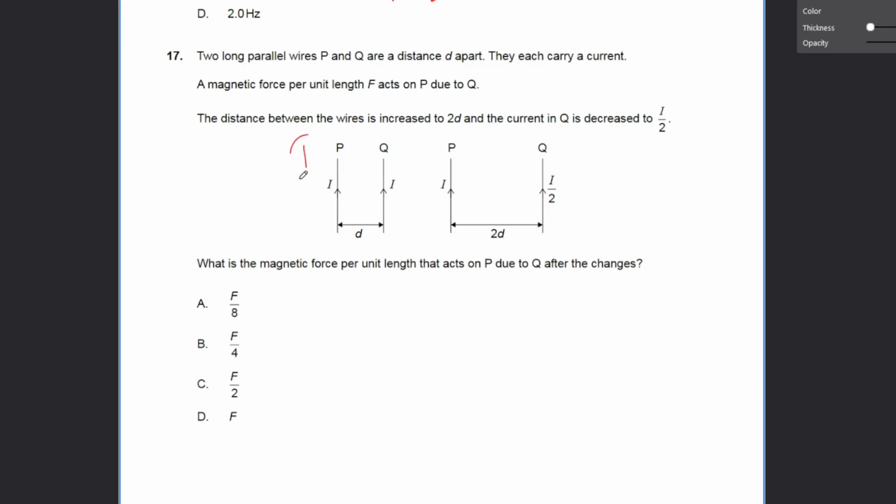Alright, so here's diagram. I'll label this diagram 1, and I'll label this one diagram 2. What is the magnetic force per unit length that acts on P due to Q after the changes? Alright, so we have an equation in our data booklet under D.3 where we have F over L is equal to the permeability of free space, that's mu sub 0, times I sub 1, times I sub 2, over 2 pi r. And we can manipulate this for our case here.